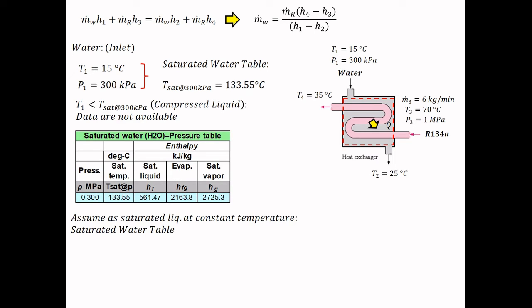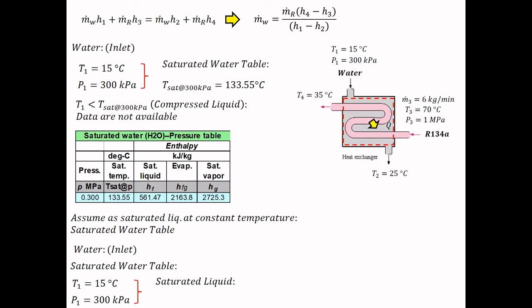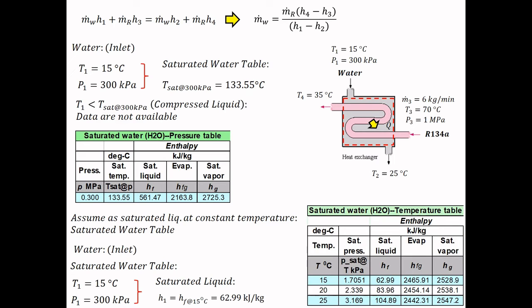So we need to make an assumption where we assume that the phase for state number 1 is saturated liquid at a constant temperature of 15 degrees Celsius. Again, based on the saturated water table, but now the temperature must be referred to the temperature table. Now we assume saturated liquid, so we will get the value of H1 equal to HF at 15 degrees Celsius equal to 62.99 kJ per kg. So we can get the value directly from the table.